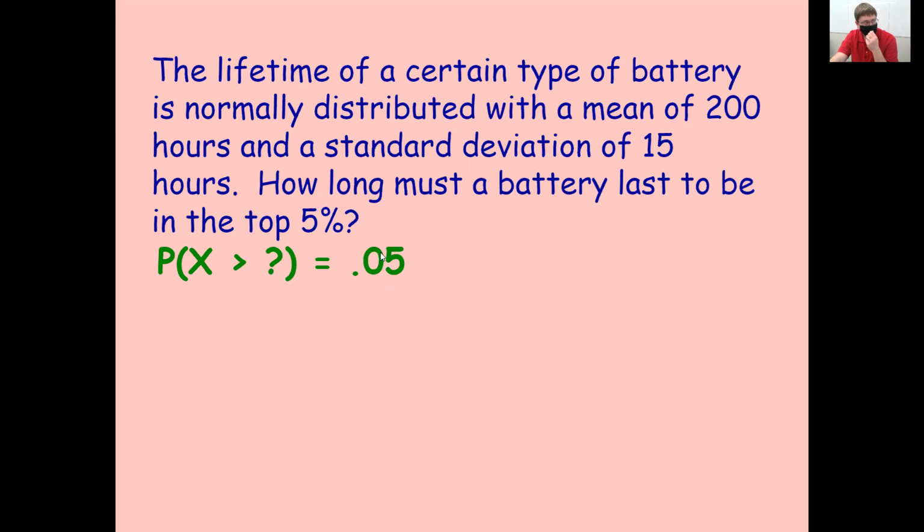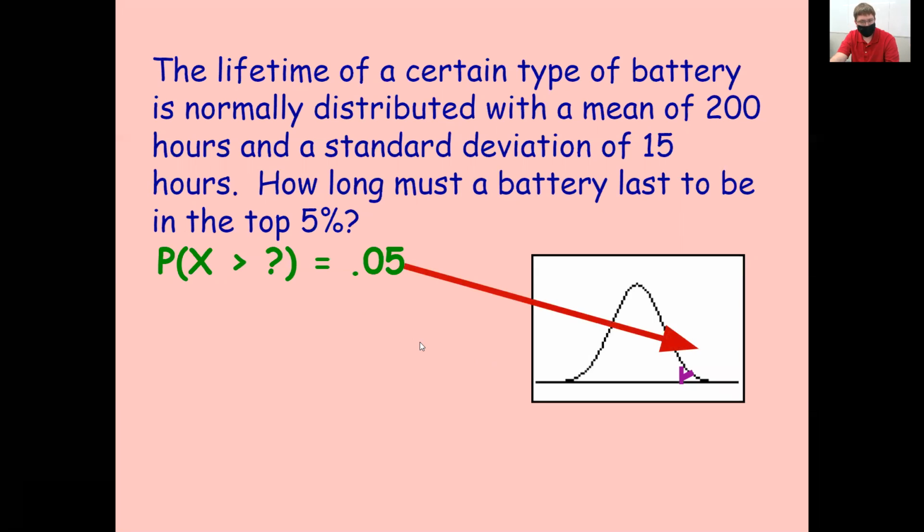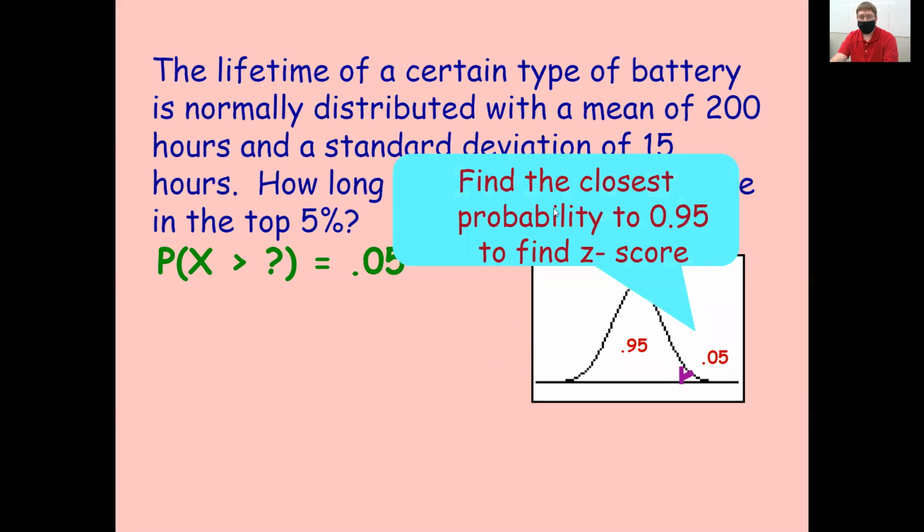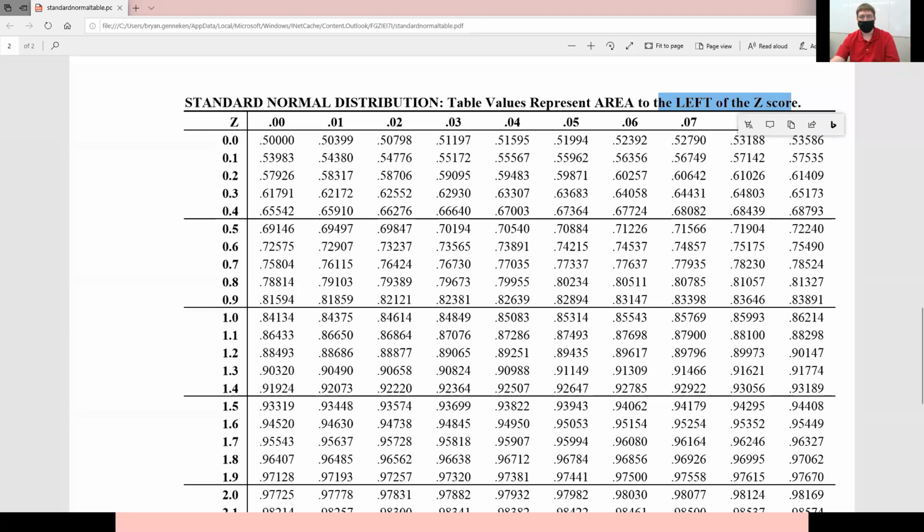So what I do is I reverse engineer the table if I got a question like this, and figure out what z-score exists at this 5% on the table. Remember, your table goes to the left. So what would I actually be looking up on the table instead of 5%? 0.95. So find the closest probability to 0.95 to find the z-score. This is where the table can be limited because you're not necessarily going to find 0.95 exactly.